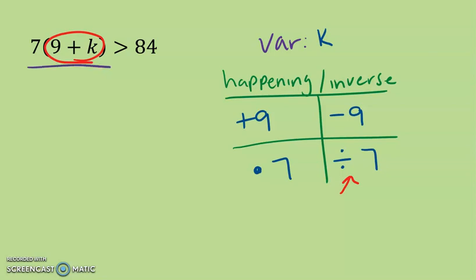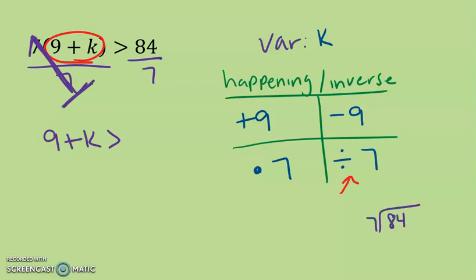So I'm going to divide both sides by 7, because that's what the inverse really is telling me to do. So 7 divided by 7 gives me a fancy version of 1. I'm left with 9 plus k on that side is greater than. Now I have to figure out what 84 divided by 7 is. And if you don't know, that's totally fine. Write it off to the side.